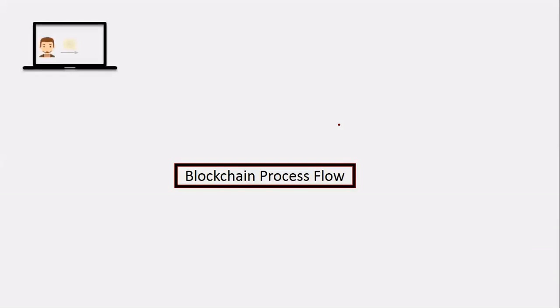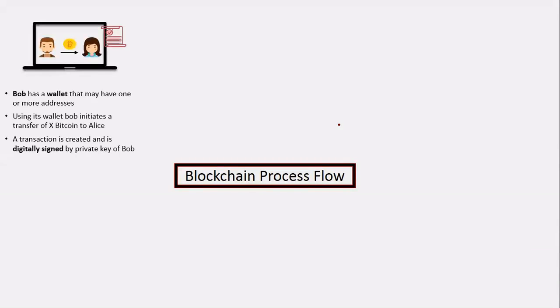So let us say you have two users. These are Bob and Alice, right? Now, Bob wants to send a certain digital value, let's say certain Bitcoin, to Alice, right? Like any other digital wallet, the blockchain will also allow you to have a digital wallet, right? So Bob has a wallet that has multiple addresses, right? These addresses are most of the time the public key of this user Bob, right? So this is Bob and this is Alice.